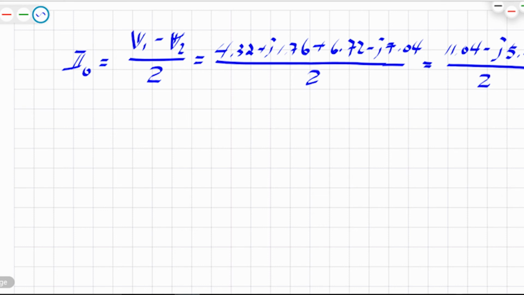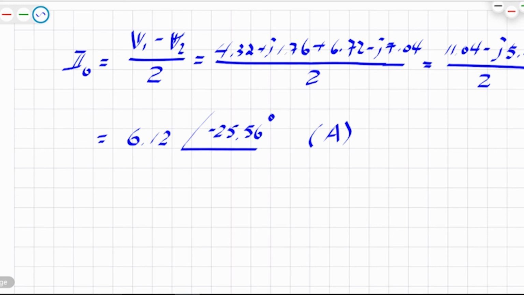Now we're ready to sum everything and make it a phasor. So once again, the real part squared plus the imaginary part squared gives us the magnitude, which is 6.12, and the phase angle is the inverse tangent of the imaginary part divided by the real part. That gives us negative 25.56 degrees ampere. So this is the node analysis.